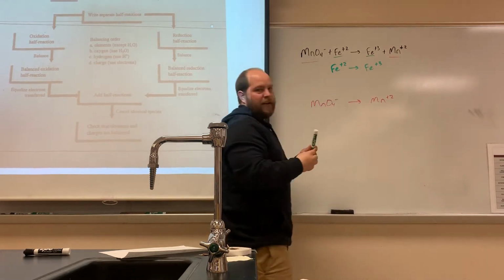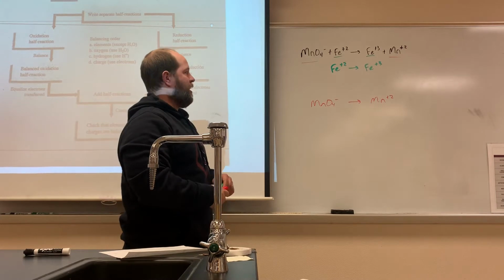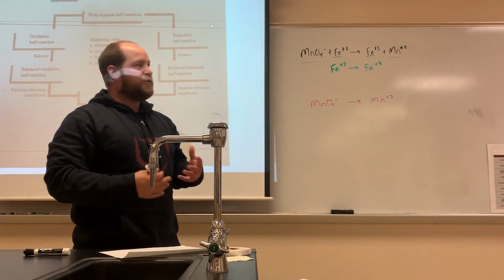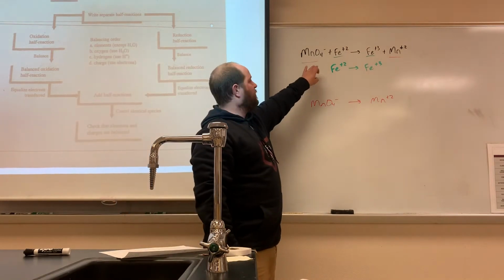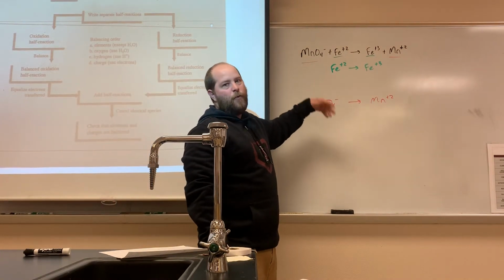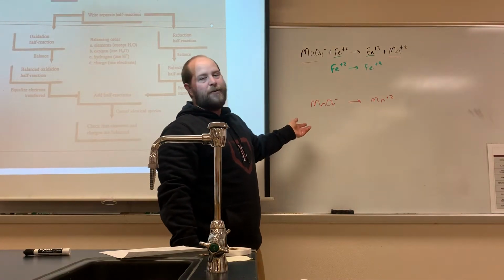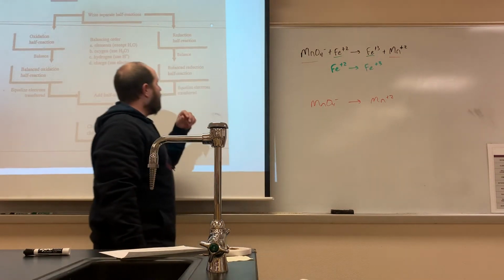One's going to be an oxidation half, one's going to be a reduction half. At this point, it doesn't really matter if we identify which is which. It's just that we break this down into the two half reactions. One's going to be an oxidation half, one's going to be a reduction half. At this point, it really doesn't matter, okay? All right, so that's step 1.